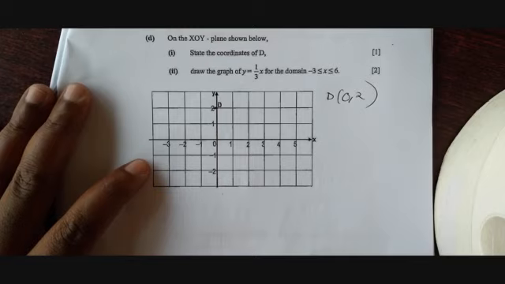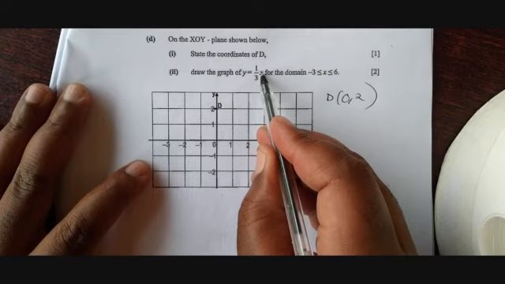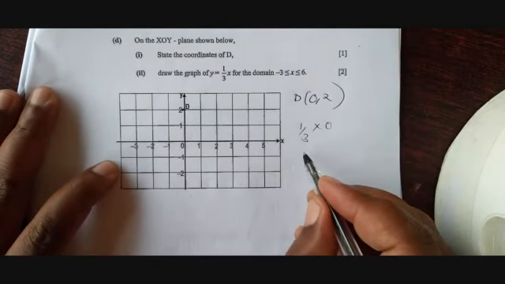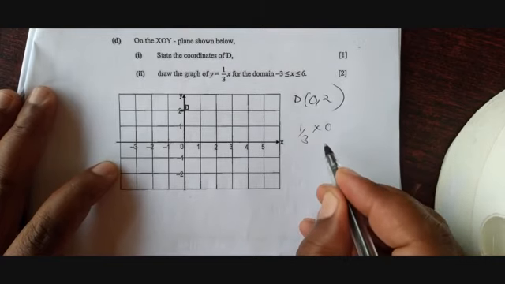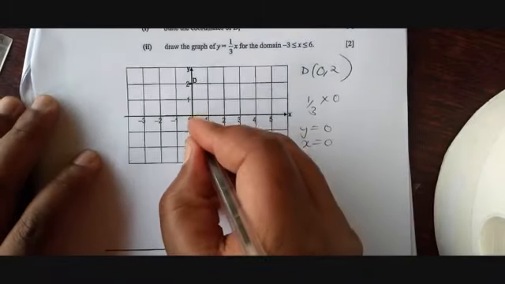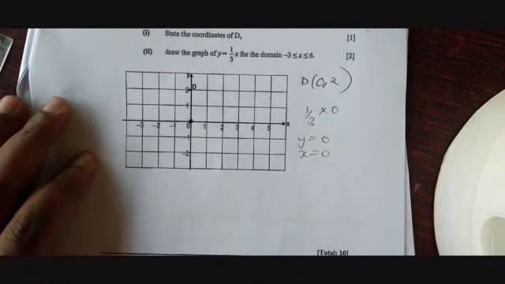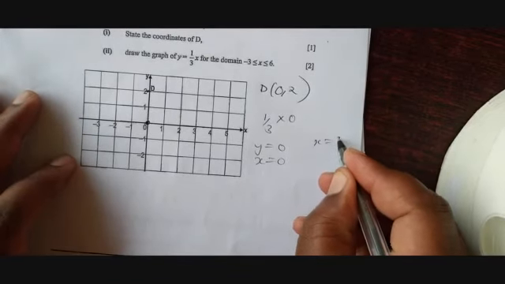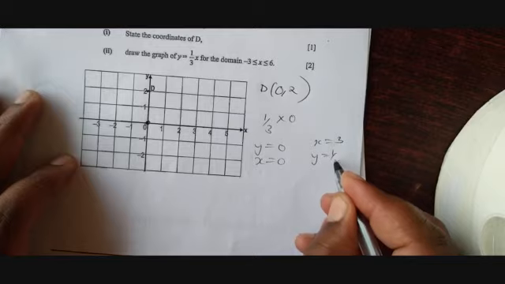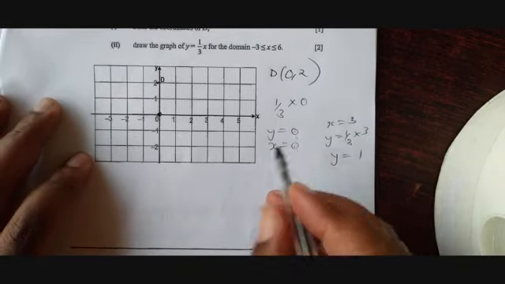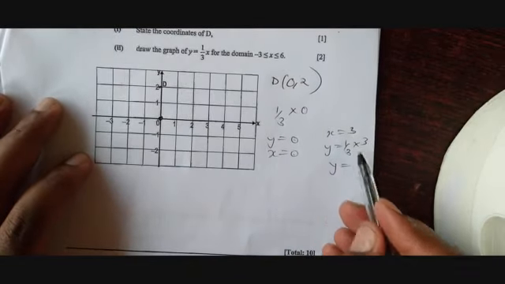If I pick 0 here, if I put 0, what is 1 over 3 times 0? It is 0. So we are saying if x is 0, y will be equal to 0 when x is equal to 0. So you have got this one, 0, 0. Then you can also pick 3. What if x is equal to 3? So y is equal to 1 over 3 times 3. So y is equal to 1. We are going to use this: 0, 0, and 3, 1.